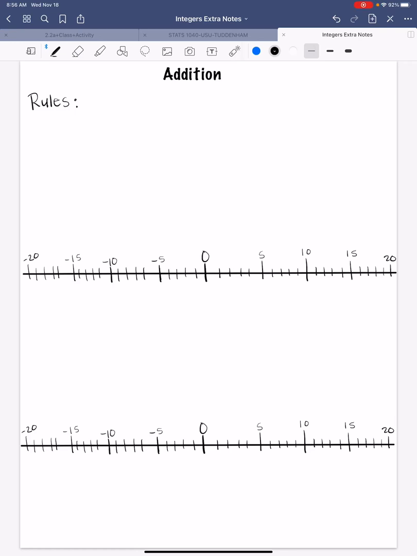Hey guys, let's go over the rules and steps for adding integers. So the sample problem that we're going to start with, we'll put it in red so you guys can see it, is 12 plus 5. So we are going to do 12 plus 5.